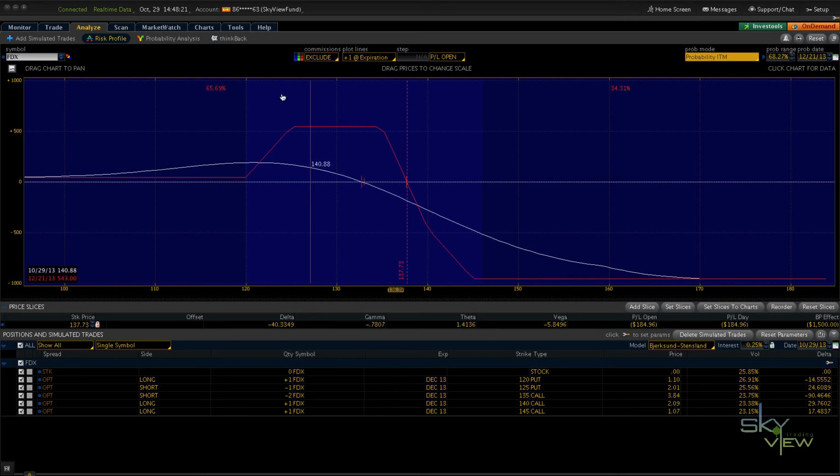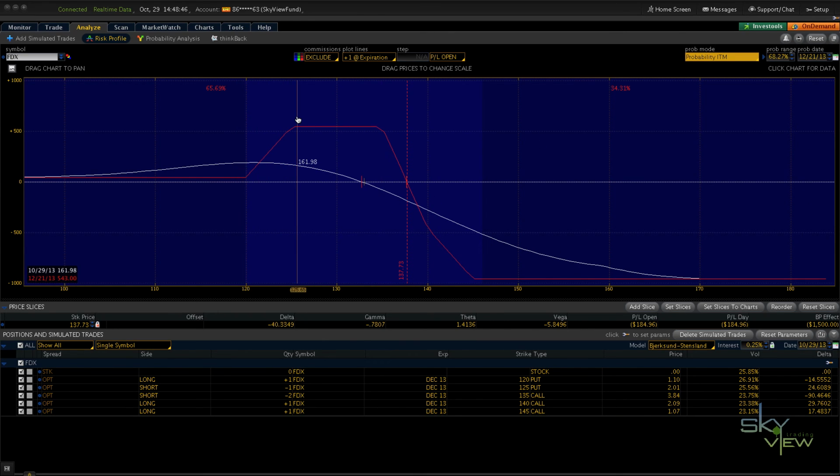So you can see here, this 65.69%, that's the probability that FDX will stay below our break-even price. So therefore, that's our probability of success on the trade. This 34%, that's just the probability that we will lose money on the trade.